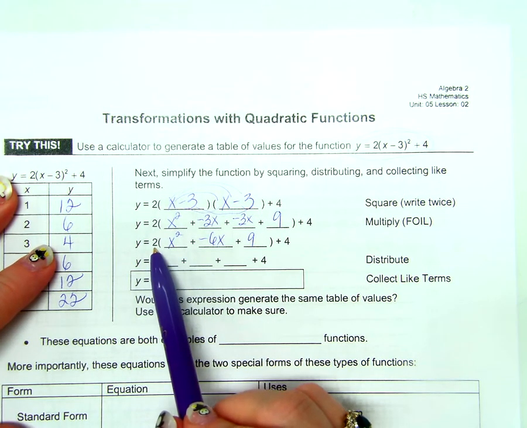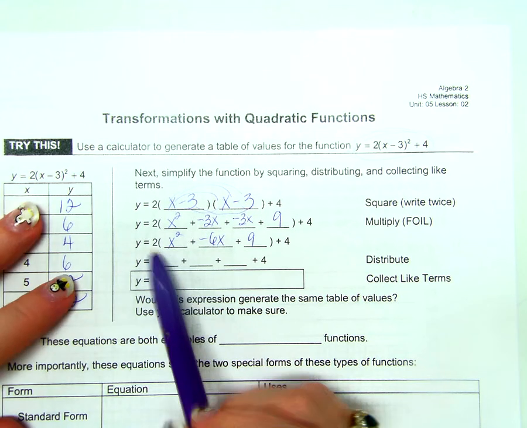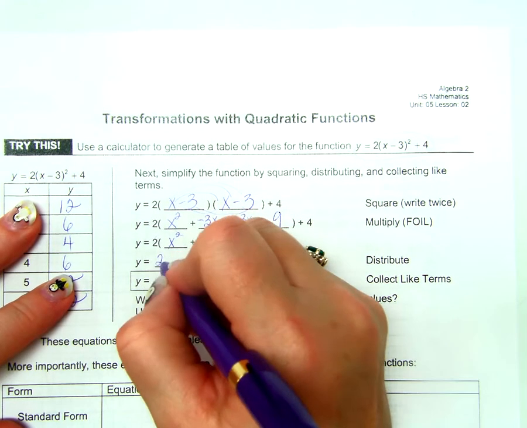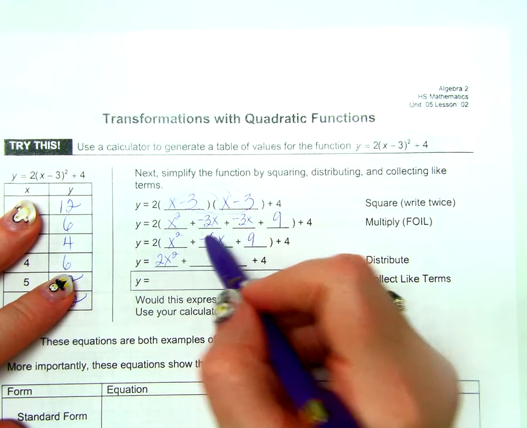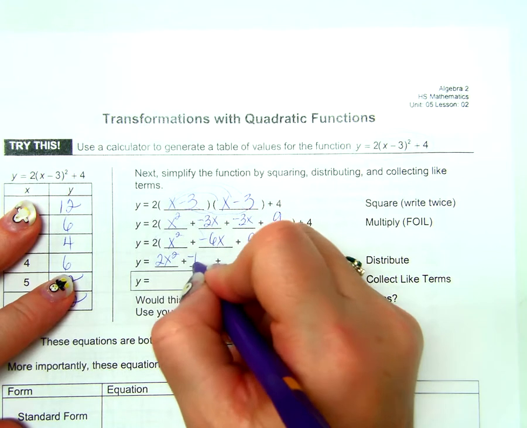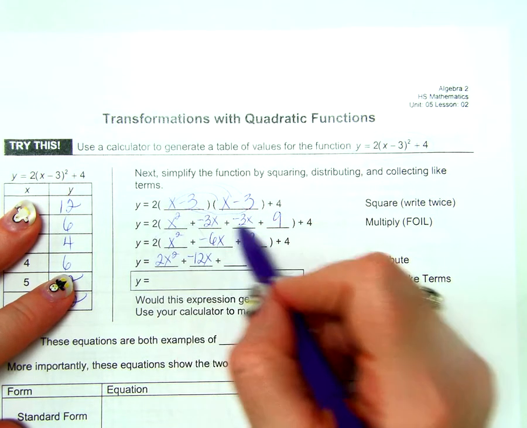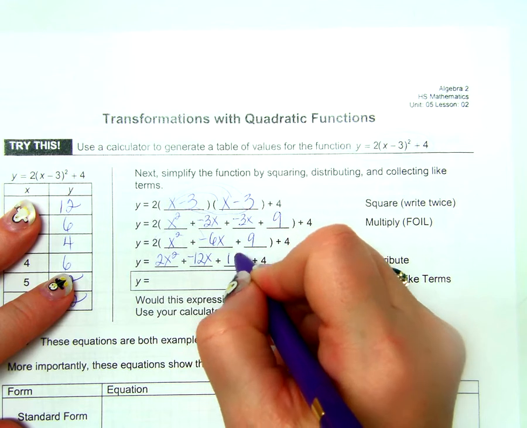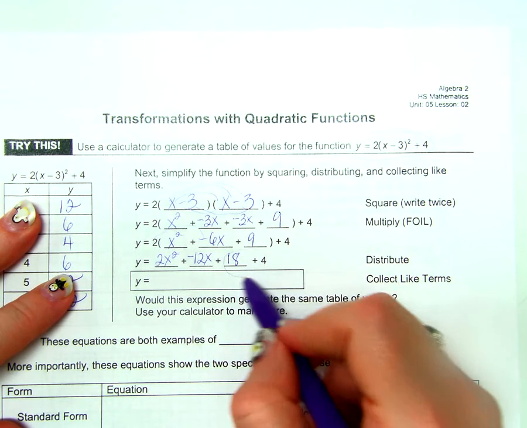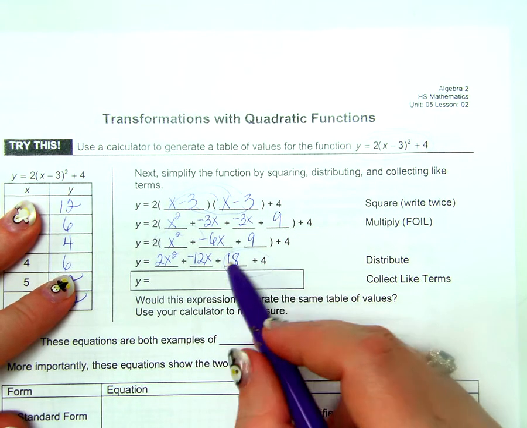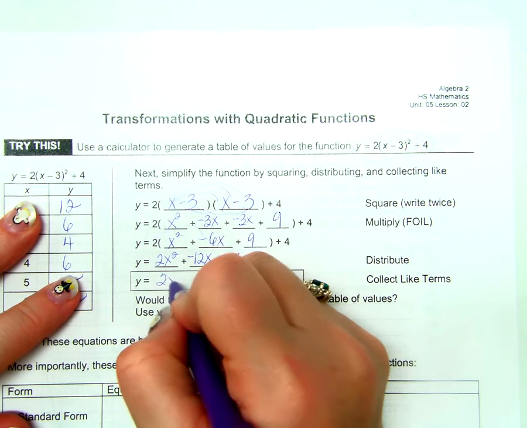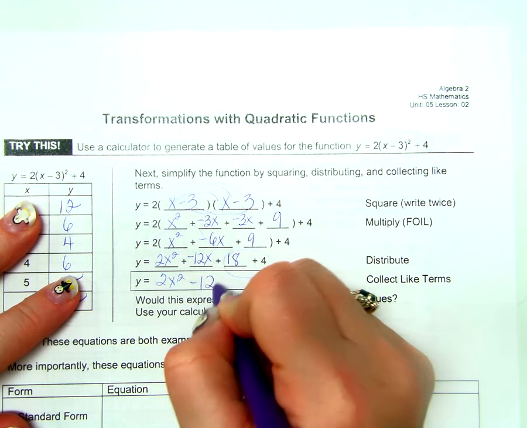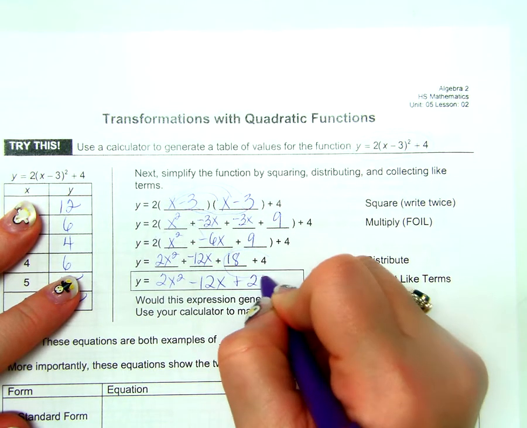Well, what do I do with this 2? I distribute because it's a multiplier, right? So 2 times x squared is 2x squared. 2 times negative 6x is negative 12x. 2 times 9 is 18. Now we can combine these two terms. 2x squared minus 12x plus 22.